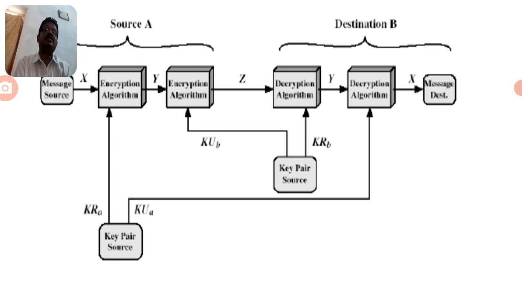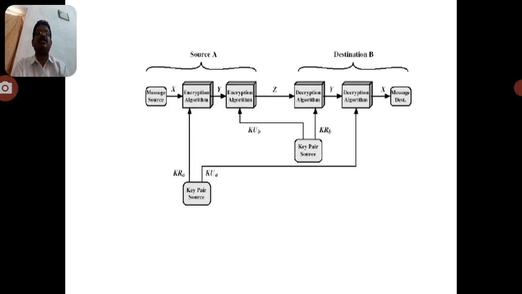When the confidential message is generated, the sender uses the recipient's public key in the encryption. When the authenticated message is generated, the sender uses his private key in the encryption. So this is the standard of public key cryptography compared to the conventional.